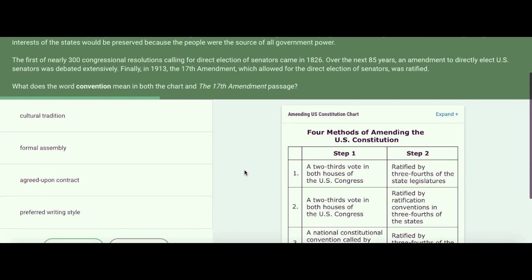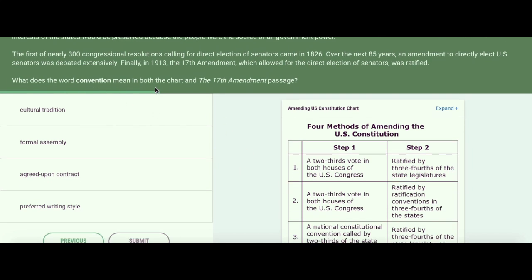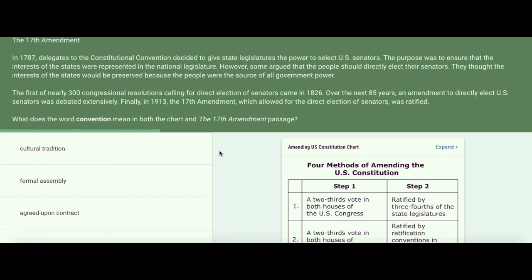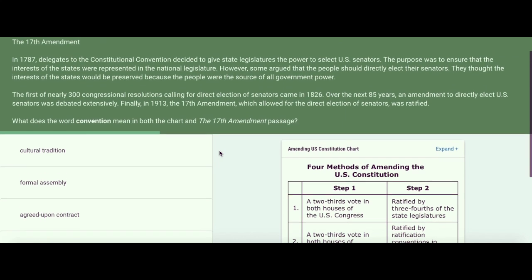And then the question reads, what does the word convention mean in both the chart and the 17th Amendment passage? A cultural tradition, formal assembly, agreed upon contract, or preferred writing style? So you know the drill. Pause the video, try to figure this out, and then we'll go over it.